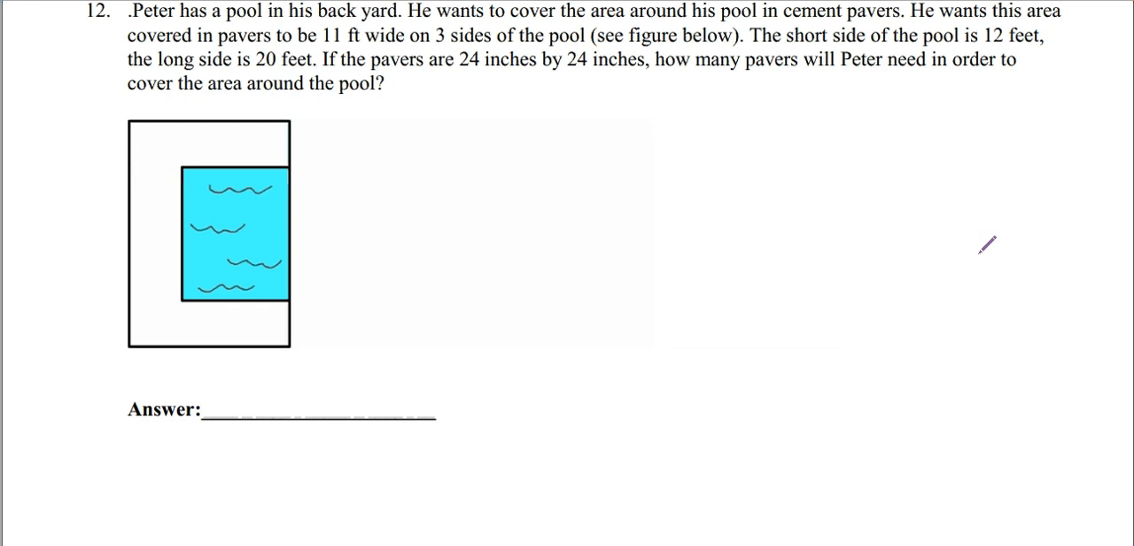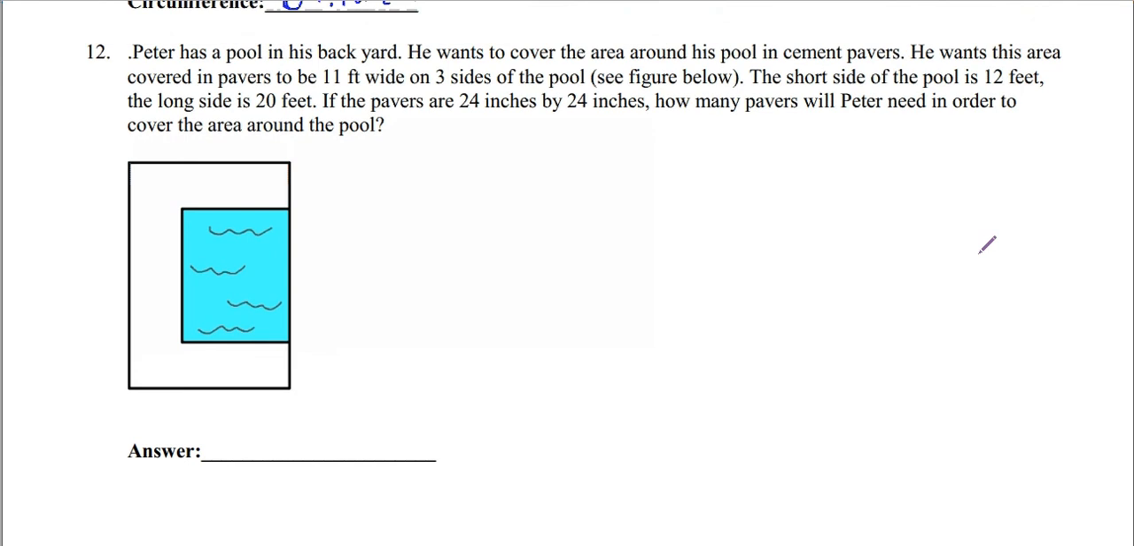Okay, Peter has a pool in his backyard. This is maybe a double advanced area problem, first figuring out the area. That would be a helpful thing. So we have to interpret all this information here. He wants to cover the area around his pool in cement pavers, right? Those are just little squares of cement. They call those pavers.